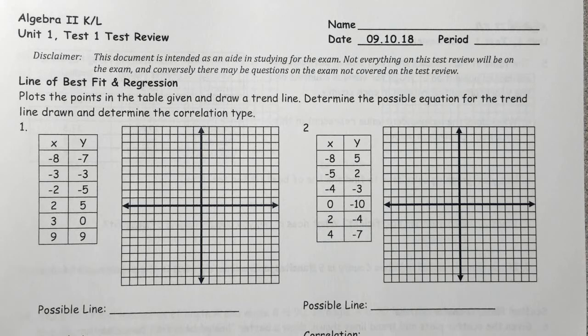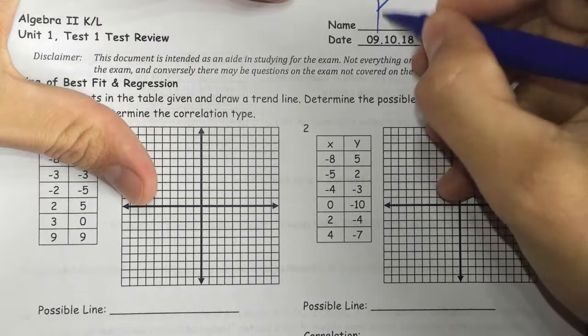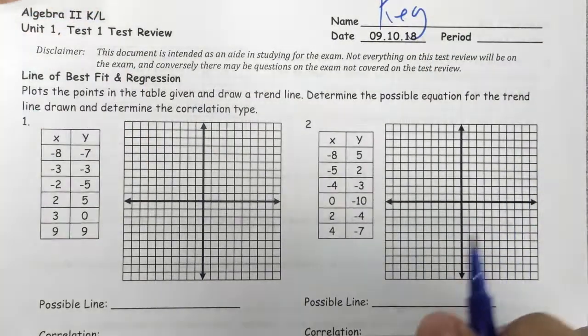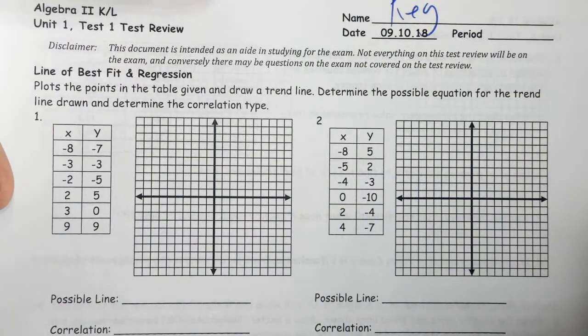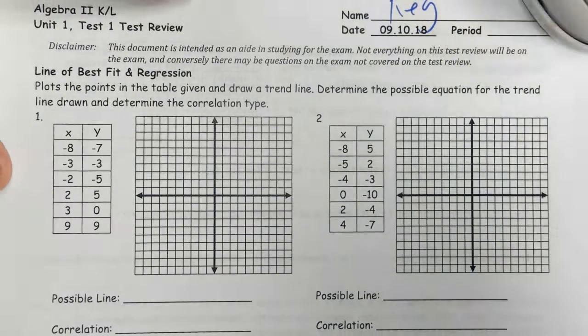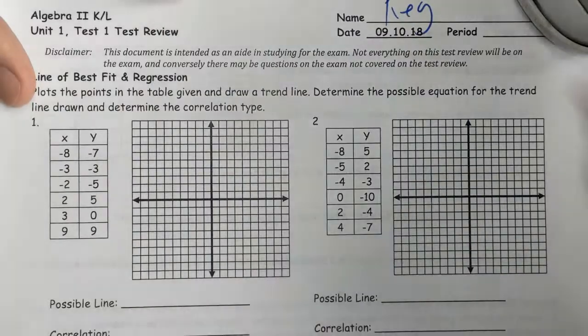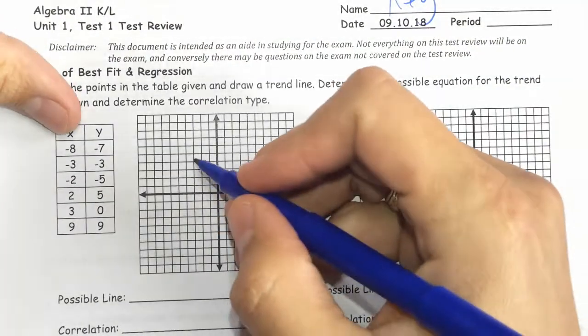Okay, this is the first test review. Alright, first thing we're going over is we're plotting the points and finding a line of regression and drawing the trend line. Alright, I'm going to do one of these. No reason to do it twice on here.